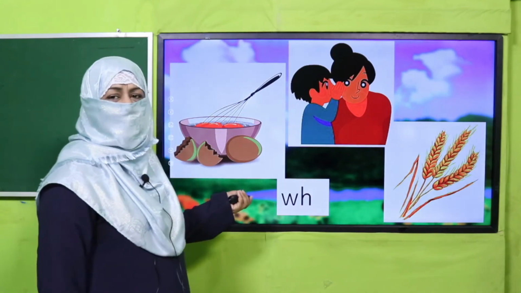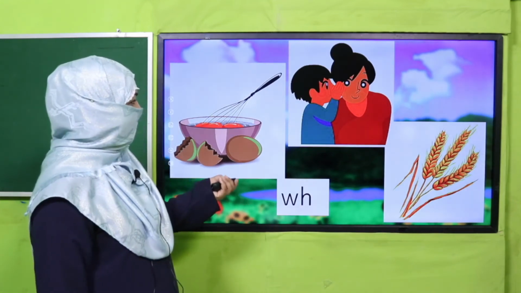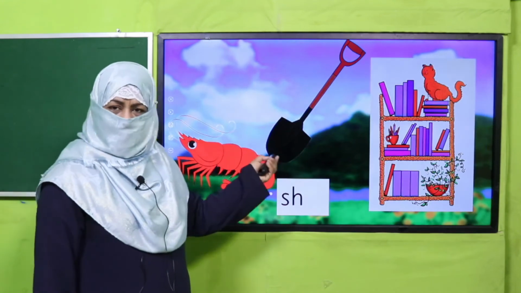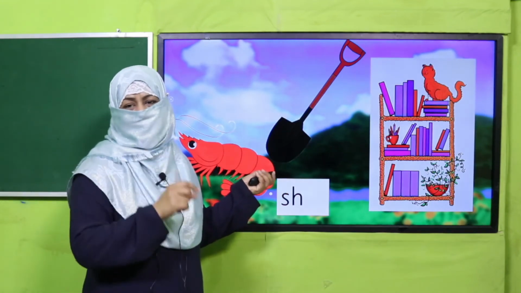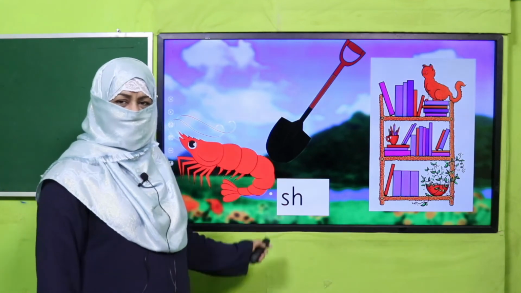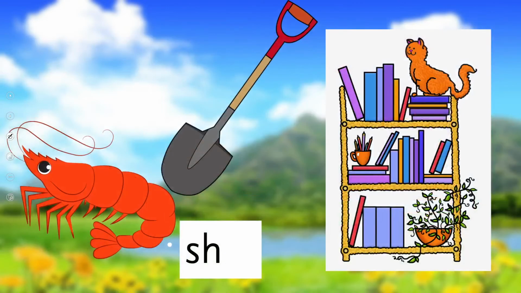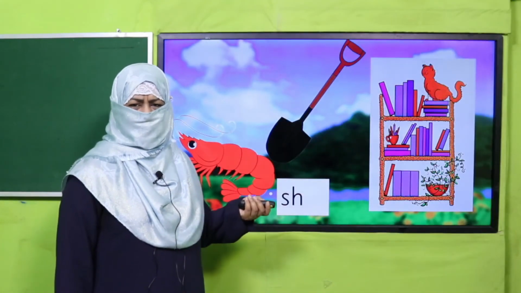Okay, so let's practice for the next digraph here. Now name these pictures, articulate their names and make the syllables of these words. Pause the video, complete it. Yes, my dear children, are you done with it?